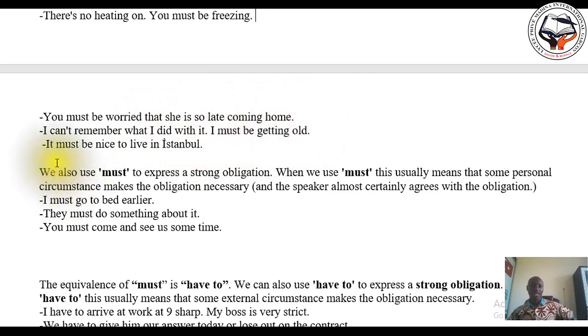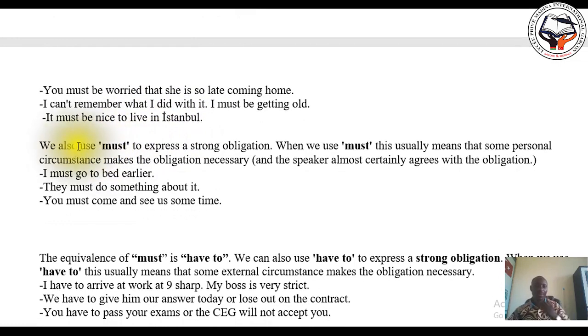It must be nice to live in Istanbul, of course. If you have the opportunity to go there, go. You'll see there's life there. The town of Istanbul, sincerely, it's a wonderful place to live. It must be nice to live in Istanbul, right?